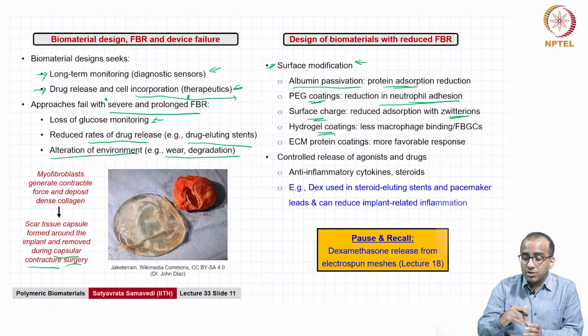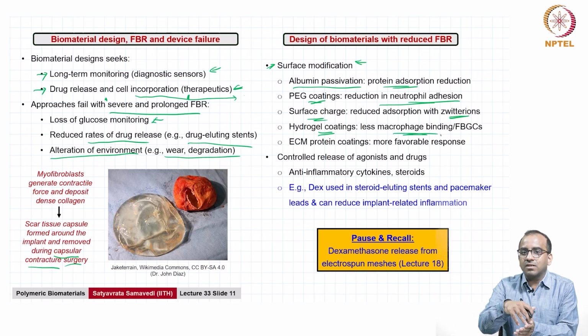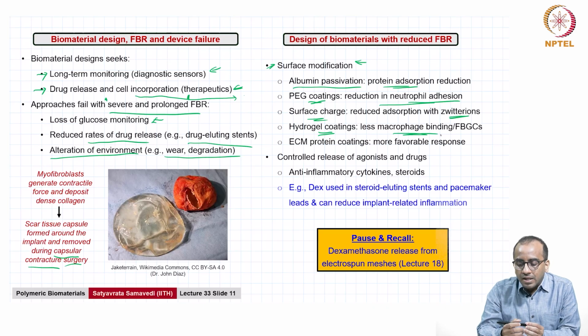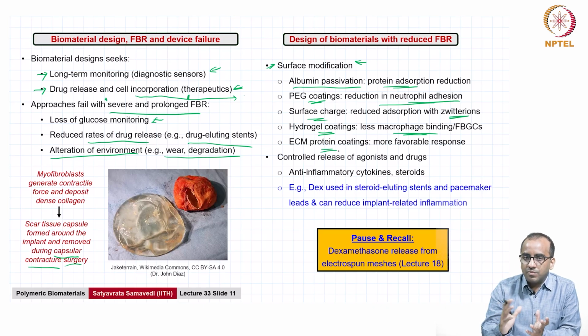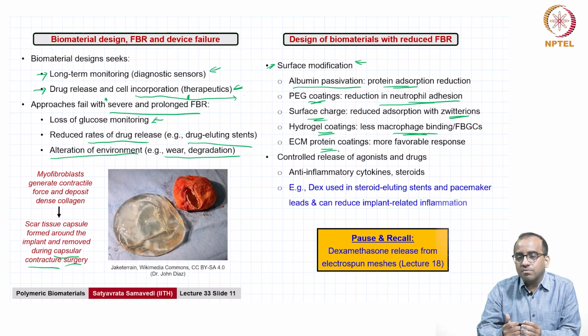They will prevent protein adsorption, which means you're going to have less macrophage binding because remember, these cells interact with materials through adsorbed proteins. And of course, you can also have a combination where you can coat it with ECM proteins, and that can potentially elicit a more favorable response. These are all some generic strategies. Of course, there's a lot of work out there on how to reduce FBR for implanted biomaterials, with very, very specific, very specialized strategies and specific applications. And these are some broad ways to think about biomaterial design to reduce the FBR.